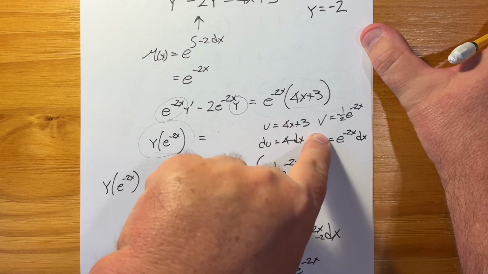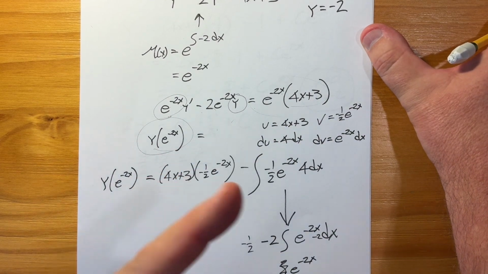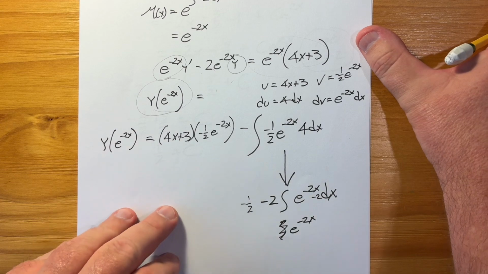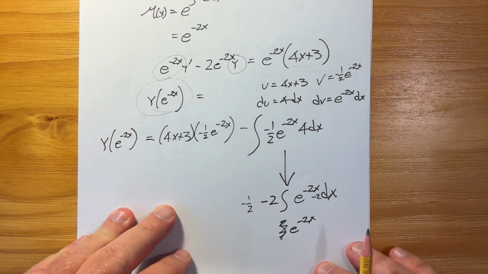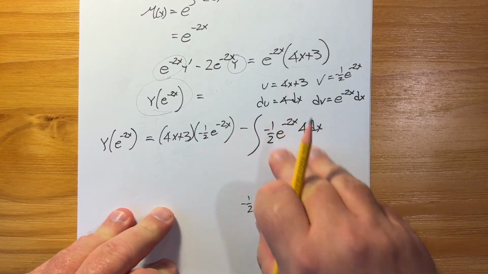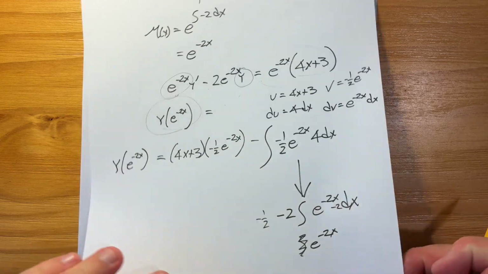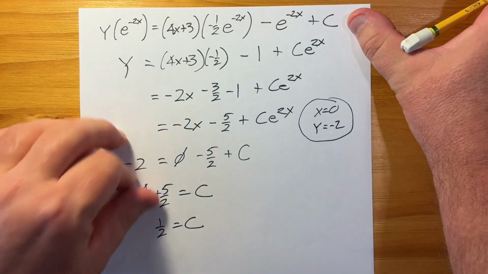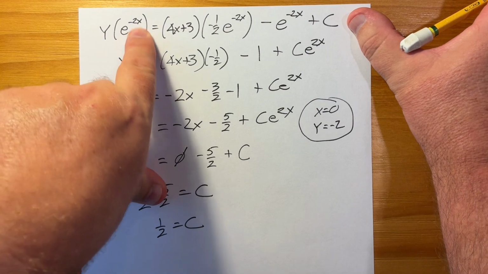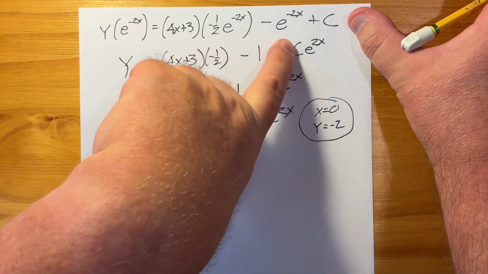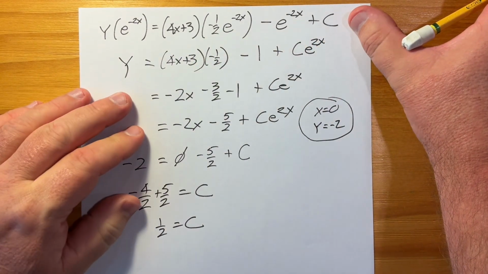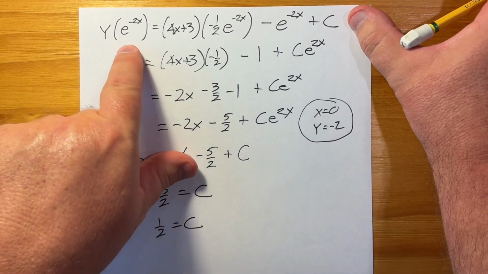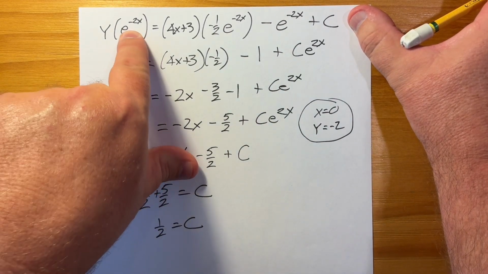Obviously, I'm going to pick my u to be 4x plus 3, and so on. I do all my work here, and I get all of this here. I'm not going to go over this in detail, but you can follow it. You can pause and follow along there if you want. You guys know how to do parts already. And then I get to here. Y times e to the negative 2x equals all of this when I do the integral, when I finally get everything together. Then I'm going to divide by that e to the negative 2x.